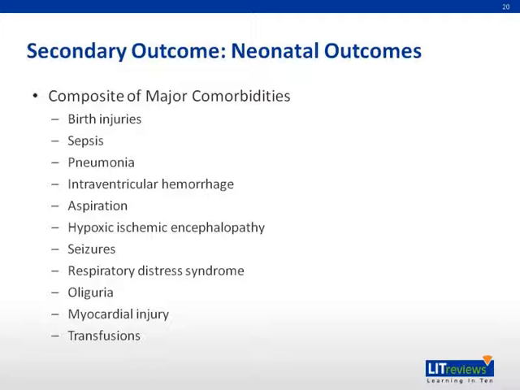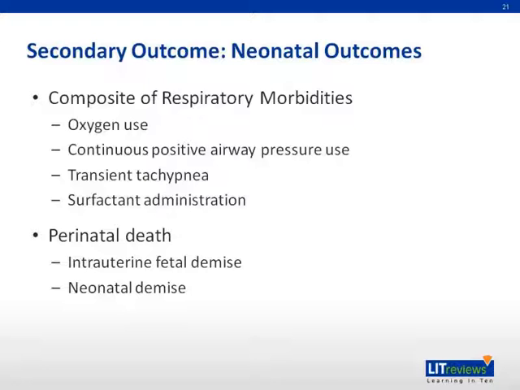In this slide, we have the measurable secondary neonatal outcomes. Composite of major comorbidities include birth injuries, sepsis, pneumonia, intraventricular hemorrhage, aspiration, hypoxic ischemic encephalopathy, seizures, respiratory distress syndrome, oliguria, myocardial injury, and transfusions. This is a continuation of the last slide. Composite of respiratory morbidities include oxygen use, continuous positive airway pressure use, transient tachypnea, surfactant administration, as well as perinatal death, including intrauterine fetal demise and neonatal demise.